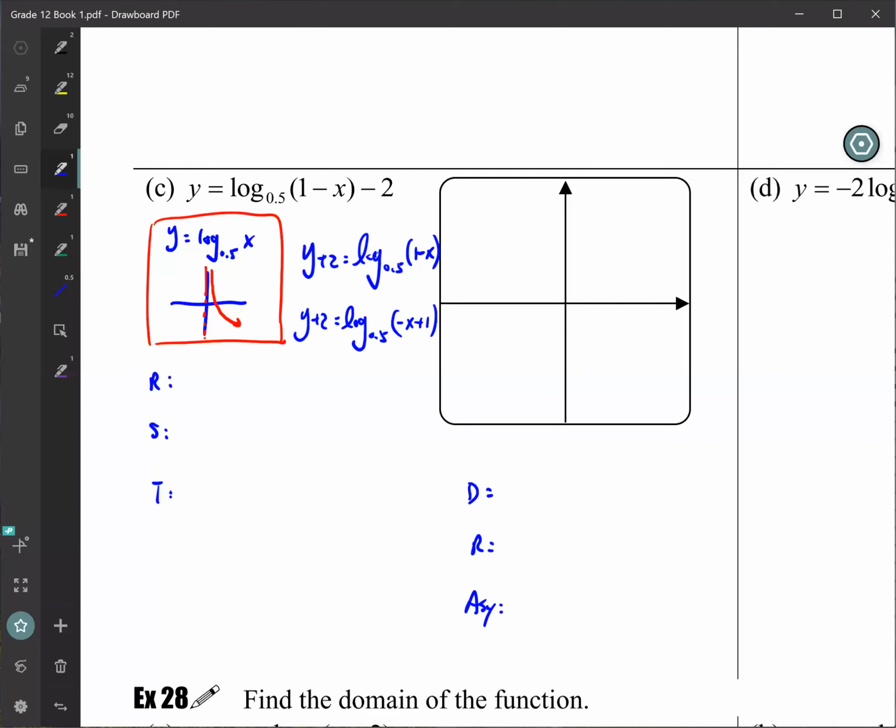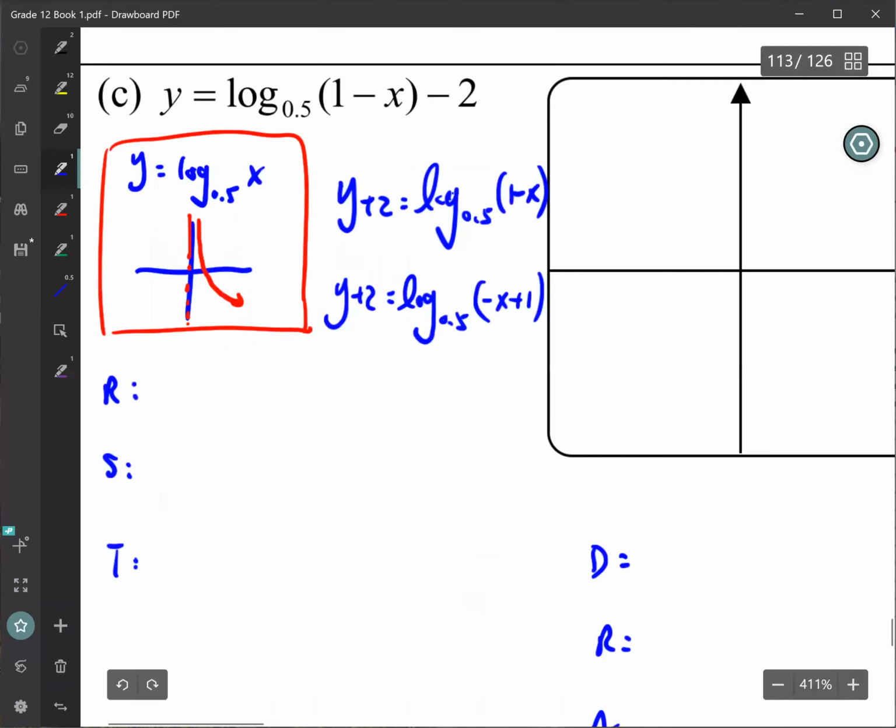Okay, Donna, how about you? Negative bracket x, negative 1 bracket.